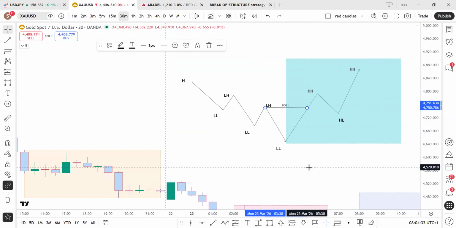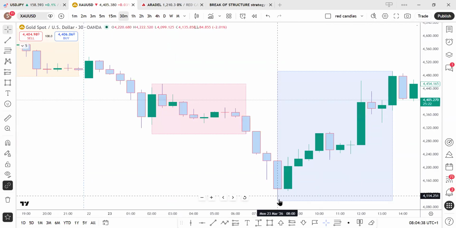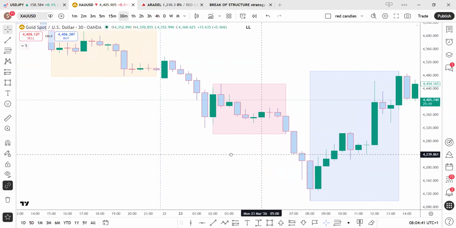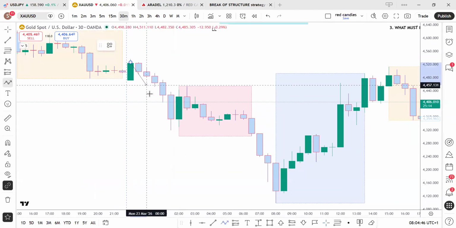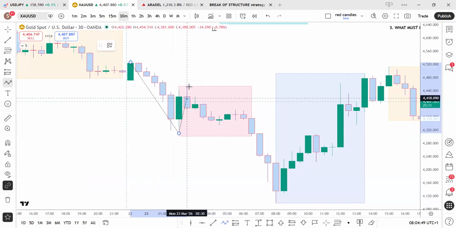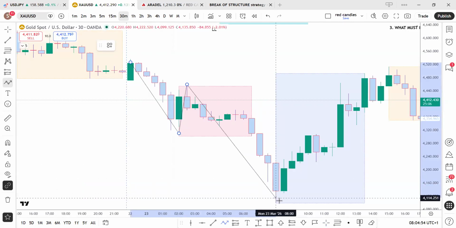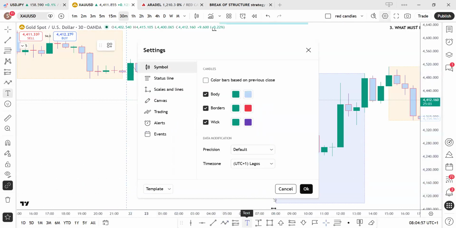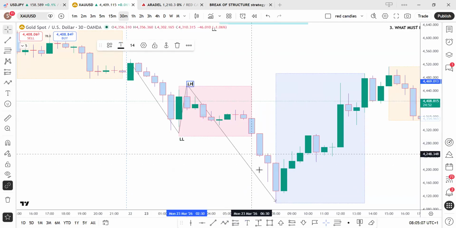Let's look at what price did yesterday. This is on gold. You can see what price did here. It started from here in the Asia session, moved down, pulled up, and eventually broke this structure to this low here. So we have a lower low here, a lower high here, and then another lower low here.